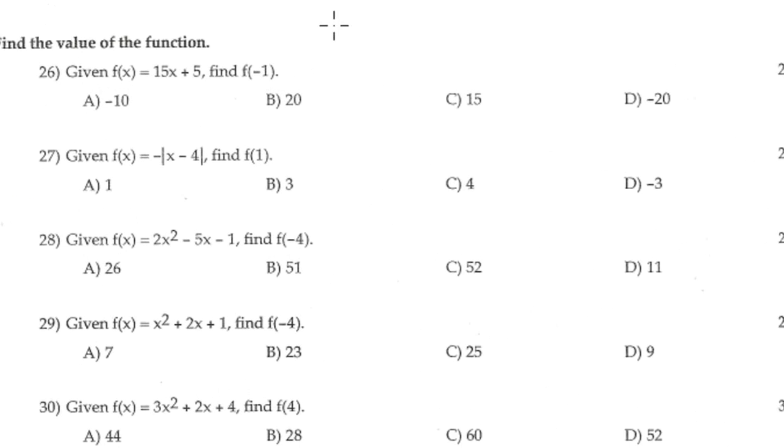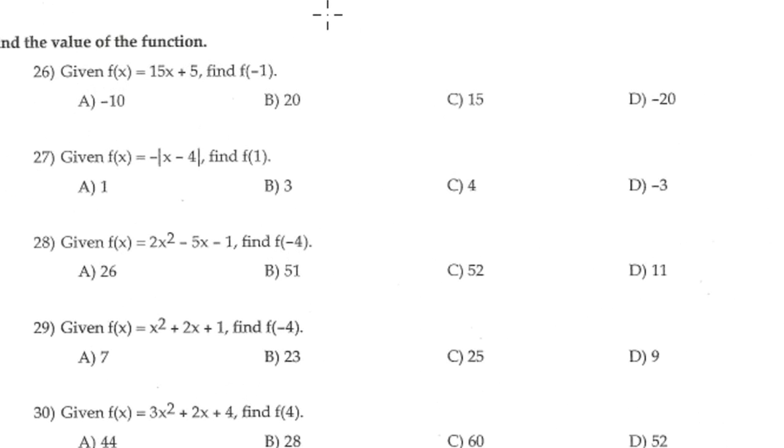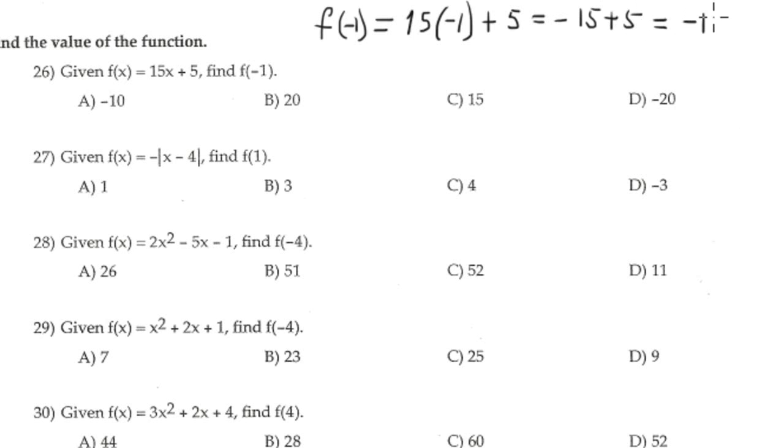Okay, that's the function notation. Evaluate f of negative 1. It's just plugging in: f of negative 1 is equal to 15 times negative 1 plus 5. Order of operations, multiplication first, that's negative 15 plus 5 is negative 10. Negative 10 corresponds with option A.